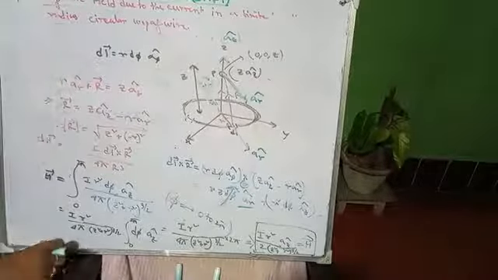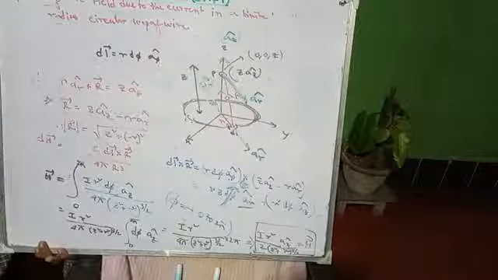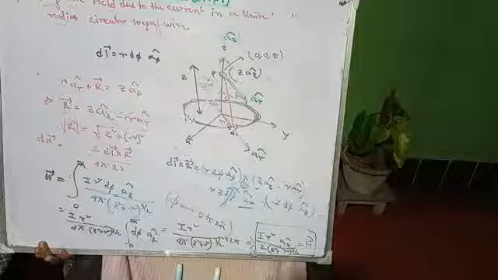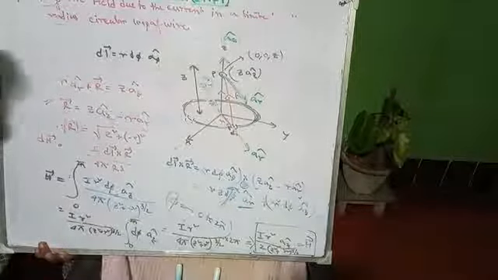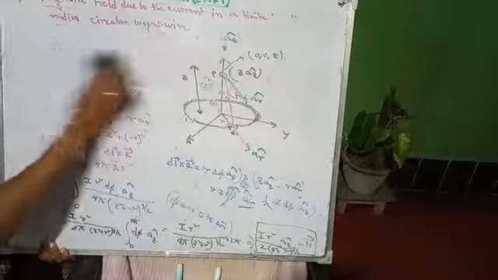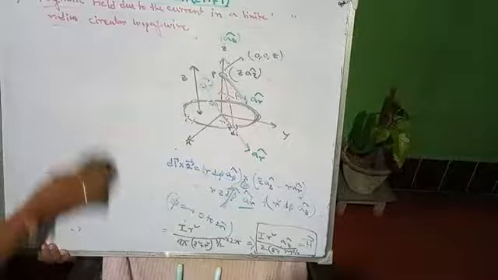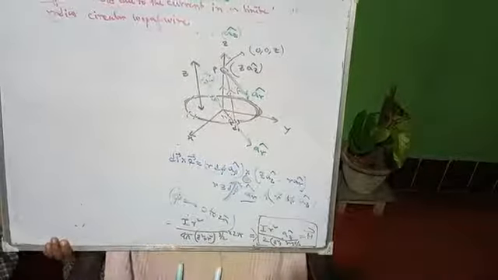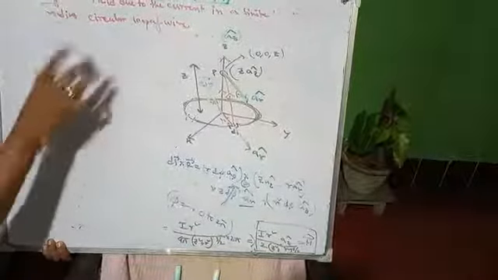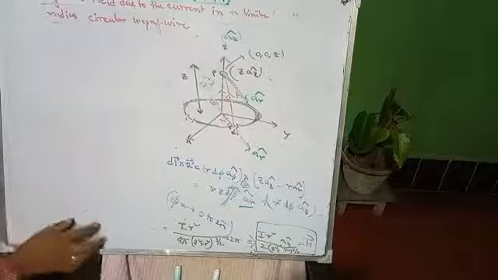So I R square aZ cap divided by 2 times (Z square plus R square) to the power 3 by 2 will be your magnetic field intensity. Here we have already discussed H, but I have not yet given you the exact definition of intensity, so write the exact definition of intensity first.